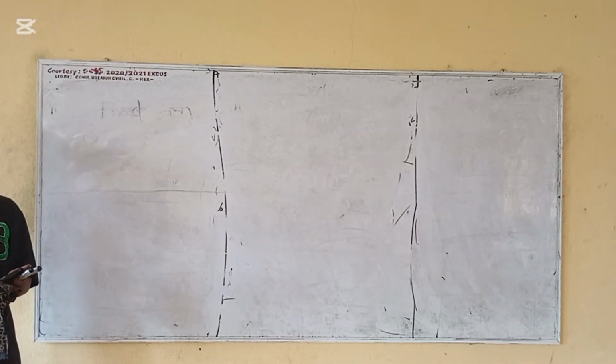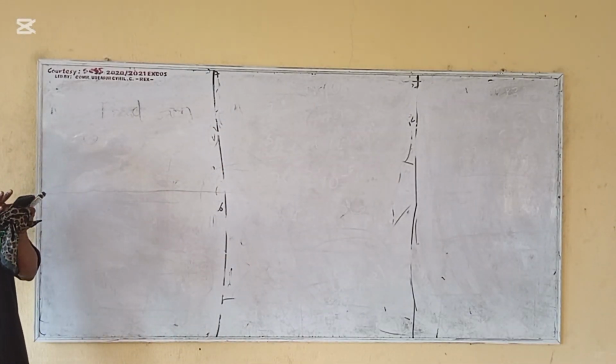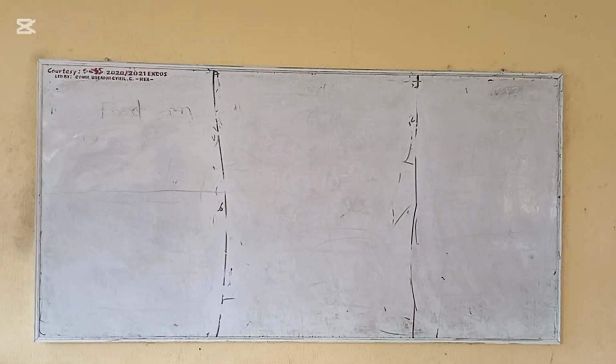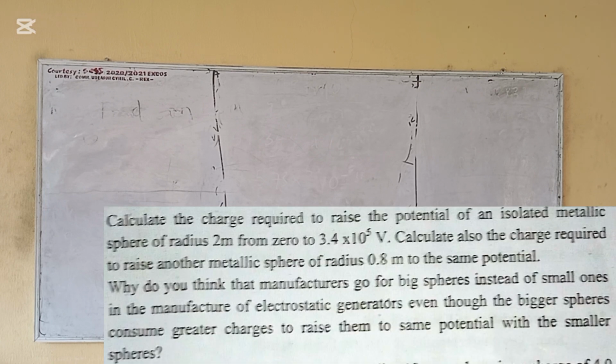Equilibrium constant, equilibrium. So please look at this. Question 9CII: calculate the charge required to raise the potential of an isolated metallic sphere of radius 2 m from 0 to 3.4 times 10 raised to the power 5 volts. Calculate the charge required to raise another metallic sphere of radius 0.8 meter to the same potential. Okay, so that is question 9II.